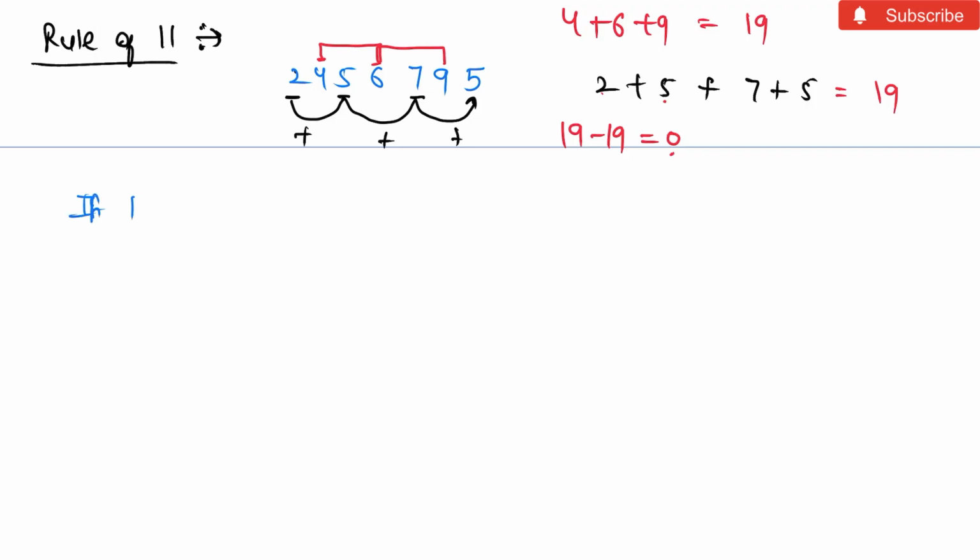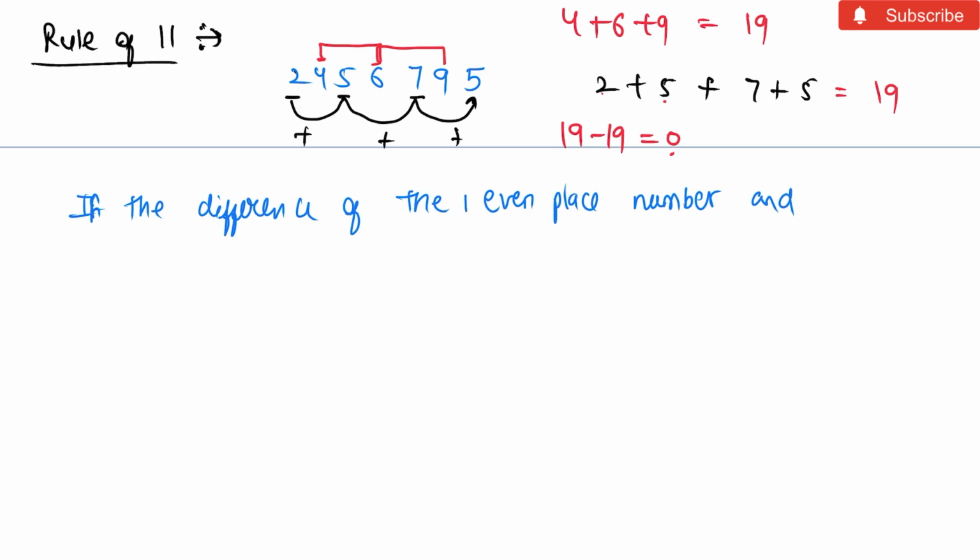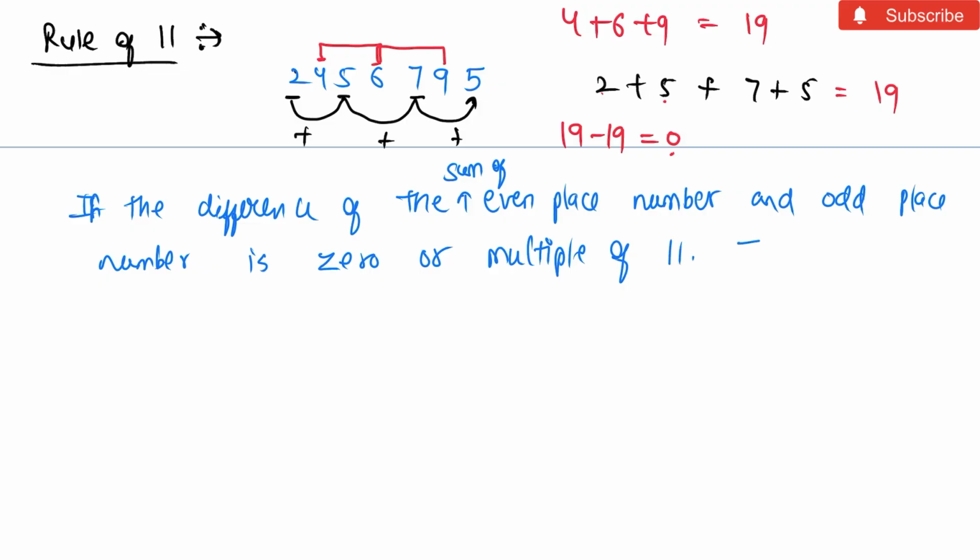if the difference of, किसका डिफरेंस, difference of the sum of even place numbers, not even number, even place numbers, okay, and odd place numbers is 0 or multiple of 11, okay, it is multiple of 11, then the complete number is divisible by 11. So this is the rule for 11.